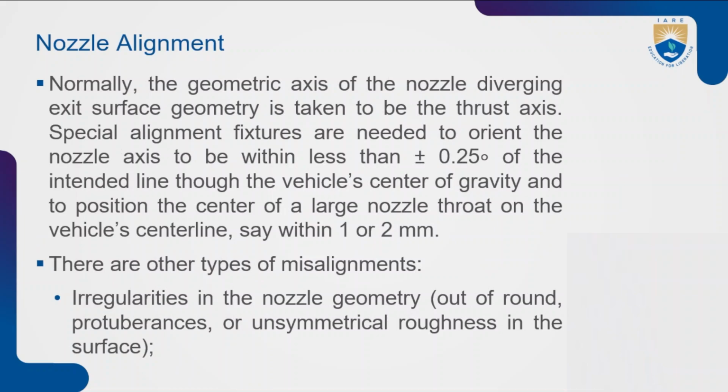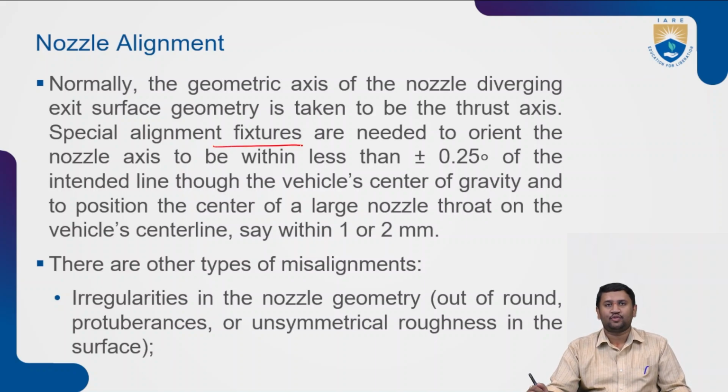Normally, the geometric axis of the nozzle diverging exit surface geometry is taken as the nozzle axis. Special alignment fixtures are necessary to orient the nozzle axis within less than 0.25 degrees of the intended line through the vehicle center of gravity and to position the center of the large nozzle throat on the vehicle center line, say within 1 or 2 mm. There are other types of misalignments such as irregularities in the nozzle geometry, particularly out of round protuberances or unsymmetrical roughness in the surface.